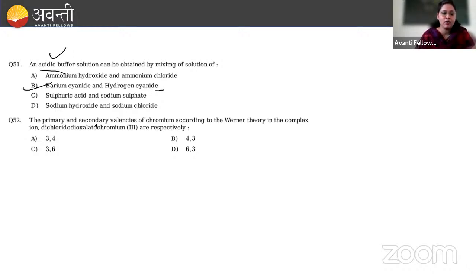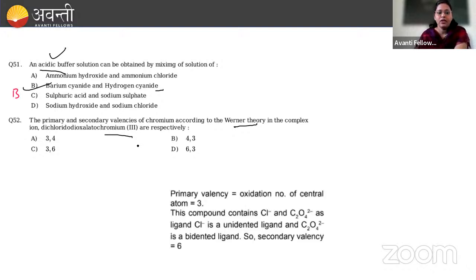Next problem is, what are the primary and secondary valences of chromium according to the Werner theory in the complex. This is our complex dichlorido oxalatochromium(III). We need to find out which are the primary valences and secondary valences here. The primary valency is nothing but the oxidation number of the central metal atom. Here chromium, how much is the oxidation number? It is 3. So the primary valency will be 3.